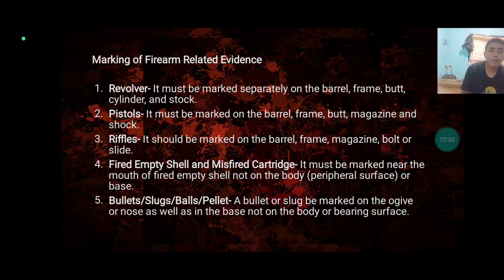So next is the rifle. It should be marked on the barrel, frame, magazine, bolt, or slide. All magazines and accessories shall be marked. Fired empty shells or misfired cartridges must be marked near the mouth of the fired empty shell, not only on the body, perpetual surface, or base.